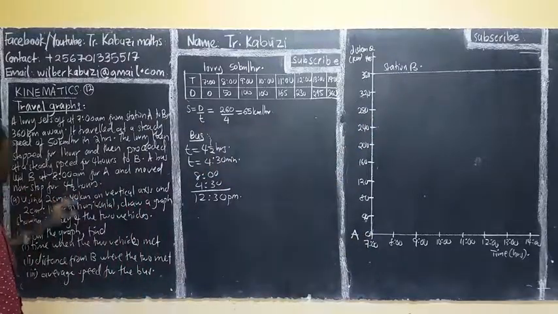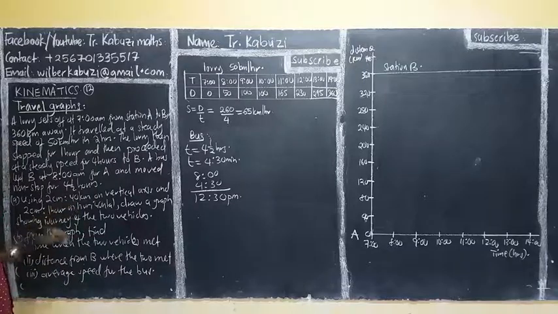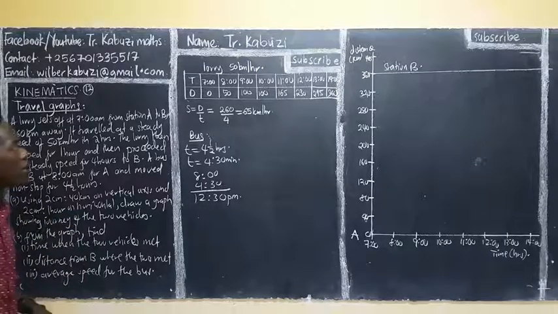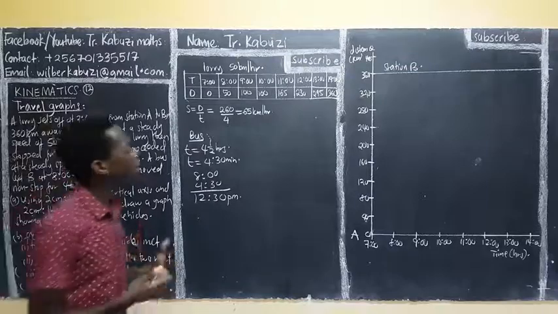The bus travels non-stop for 4 hours and 30 minutes, using 2 centimeters for 40 kilometers on the vertical axis and 2 centimeters for 1 hour on the horizontal axis. Draw a graph to show the two journeys. Now, we said we start with the lorry.